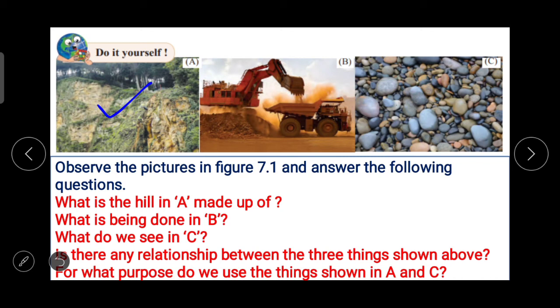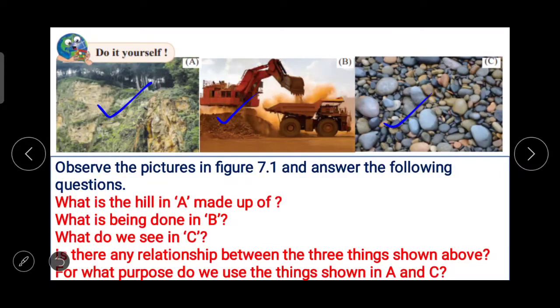Then the B, what is being done in B? And third question, what do we see in C? Now, in figure 7.1, image A, B and C. In first one, the question is what is the hill in A made up of? What is being done in the image B? And what do we see in image C?